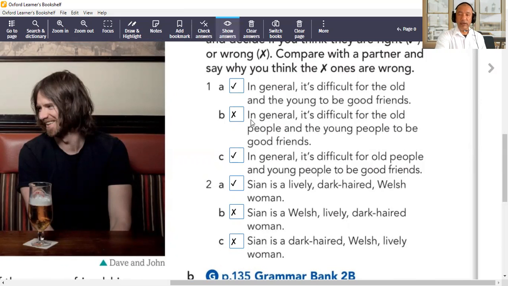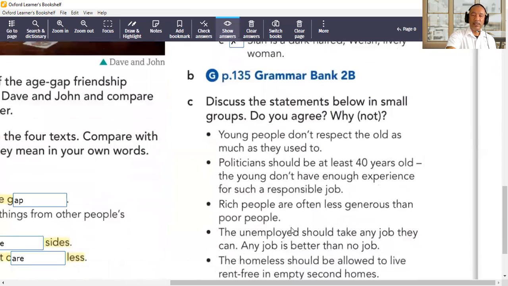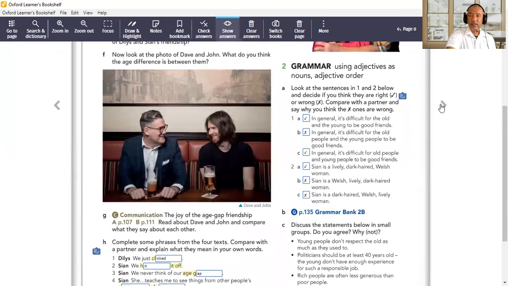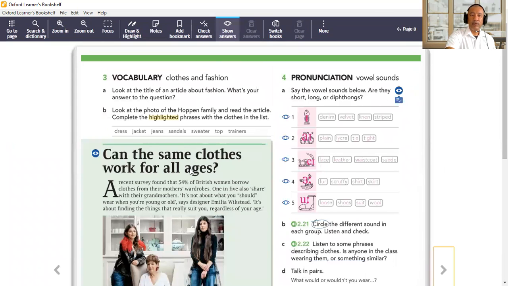For example, this one here, in general, it's difficult for the old people. You can't say that, okay? You can't put the old because the old is already a noun, and then you put one more noun, so it's not possible, right? So you say, like here, young people or old people, but the old or the young, but not the old people, the young people. You can't say that, right? And then we talked about this a little. Let's move on to the next page right here.